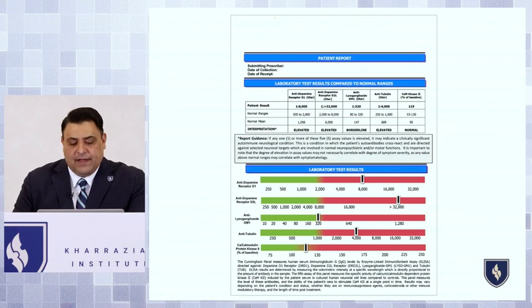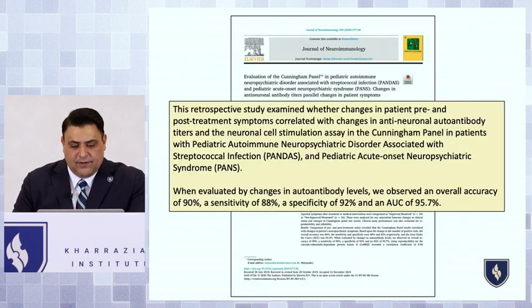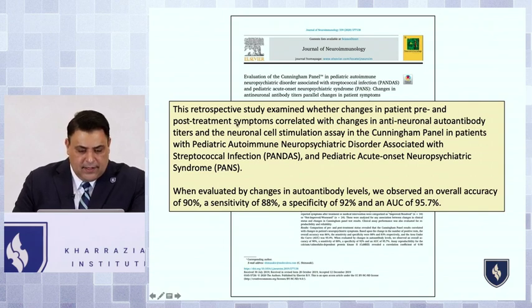They just don't have these target proteins involved, and these lab tests are not perfect either. So be aware of that. In this paper that was published in the Journal of Neuroimmunology, they looked at the evaluation of the Cunningham panel in PANDAS and in PANS cases and patient symptoms.